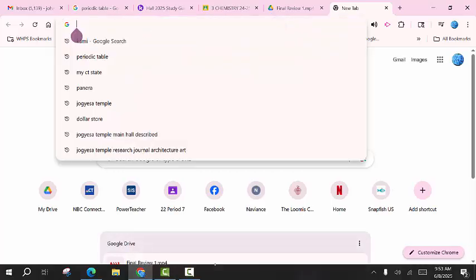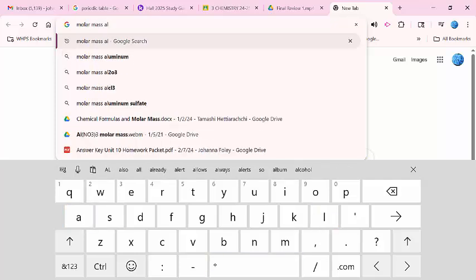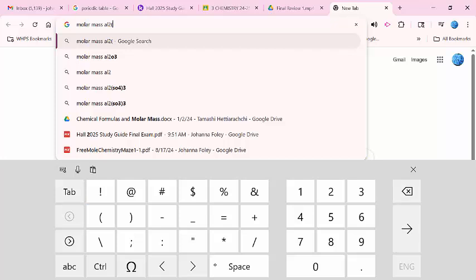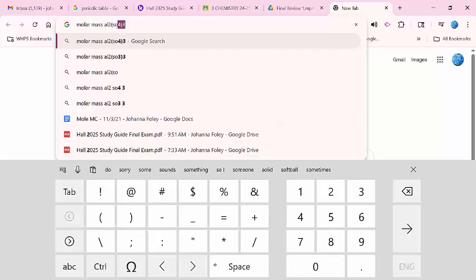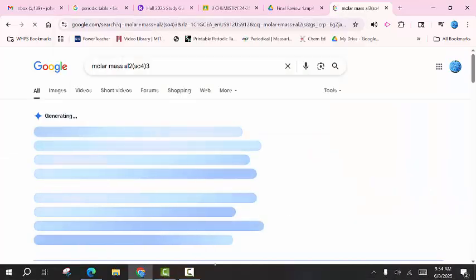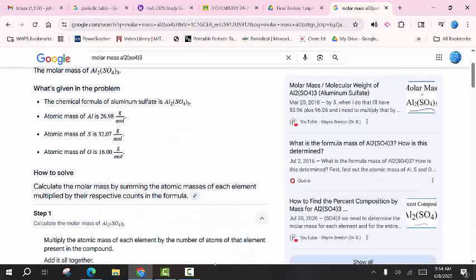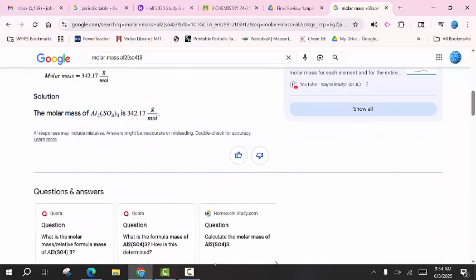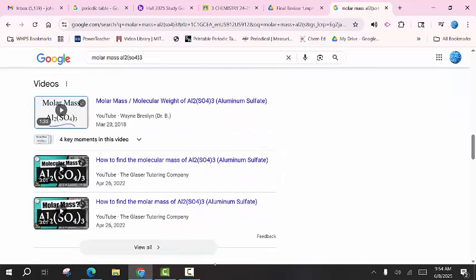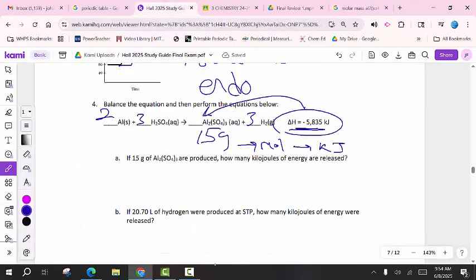So we're looking for the molar mass of Al2(SO4)3. All right, so we're going to go with 342.17. I have another one down below that looks good. We'll just use that. 342.17 for the molar mass.